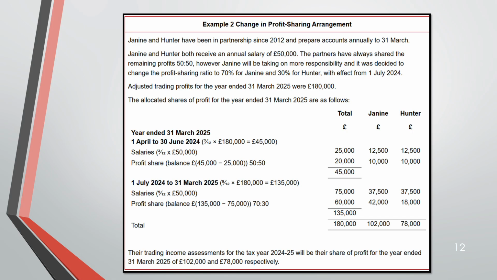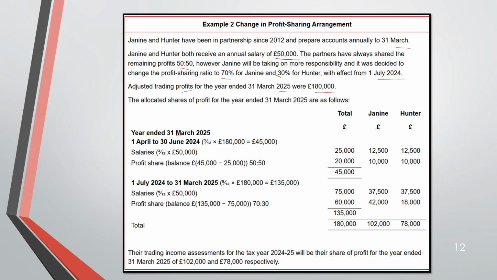So example 2. Here, Janine and Hunter, they have been in partnership since 2012, preparing accounts to 31st March. They receive salary of 50,000, both of them 50,000, and 50-50 their sharing ratio. Then they change the ratio to 70-30 from 1st July 24, and in 25 the trading profit was 180. Okay. So now this, what is the salary? Salary is 50. Remember the date for 31st March 25.